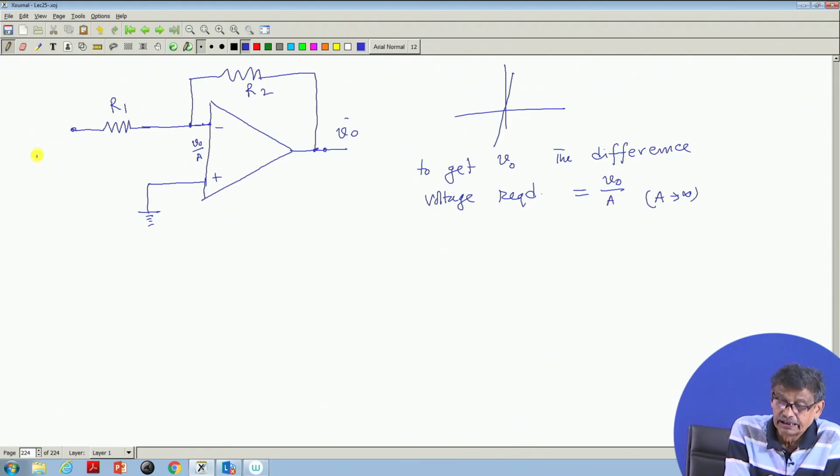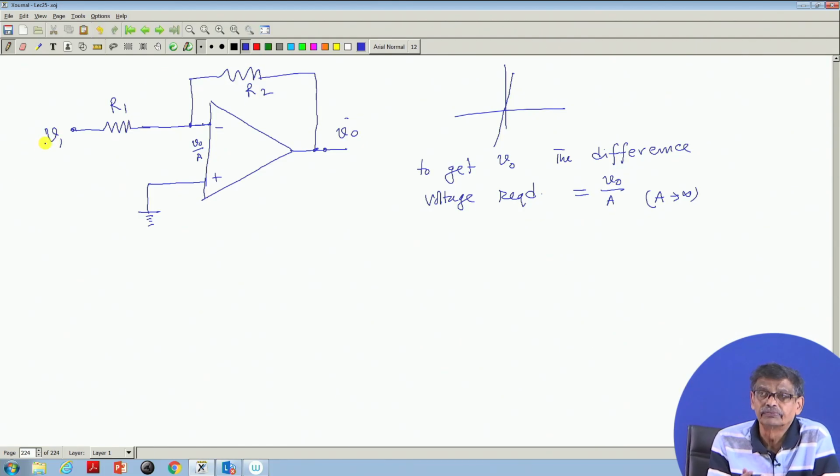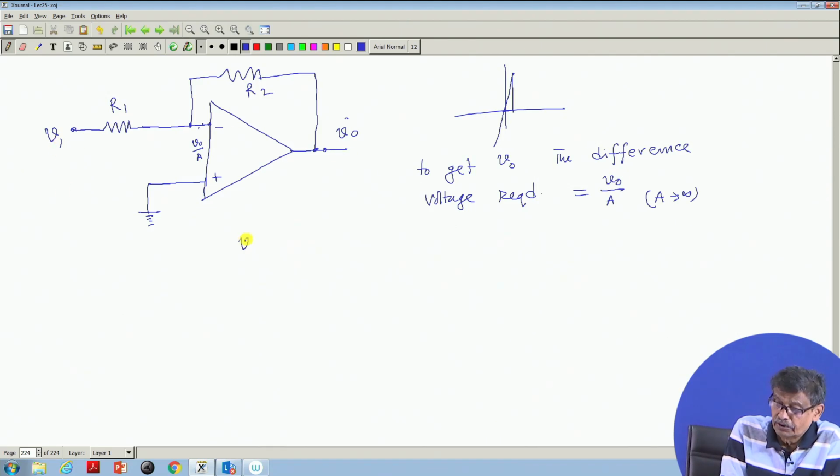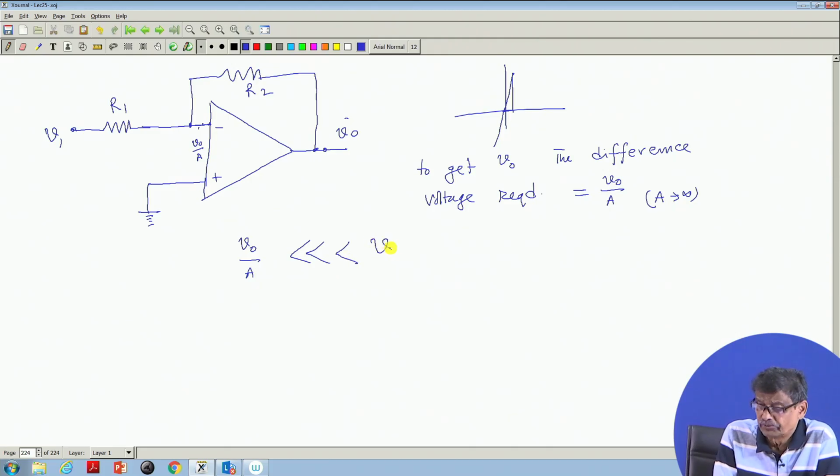I will give some input signal here. For example, you give V1 here of the level of, say, millivolts. But this linear zone, as I told you, is microvolt, even less than that. Therefore, the voltage existing between these 2 points, compared to this V1 or V naught, can be neglected. So, V naught by A will be much smaller than your input signal or output signal.